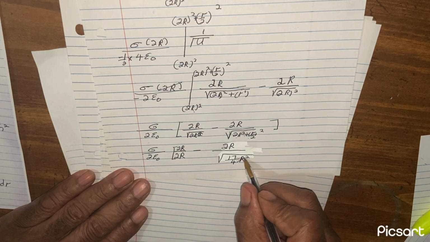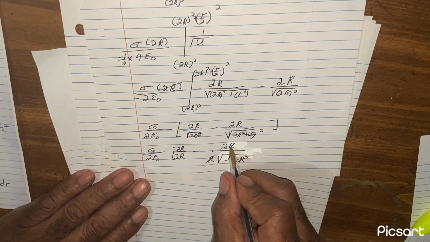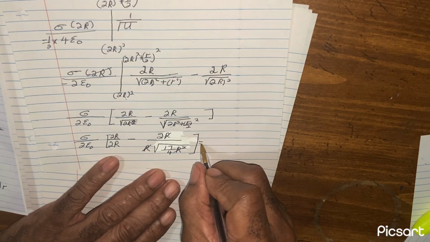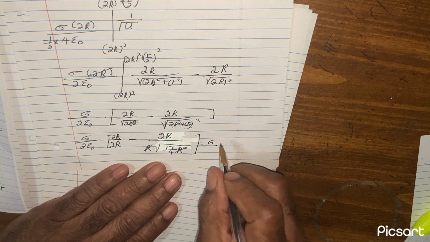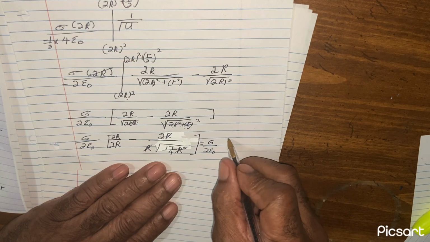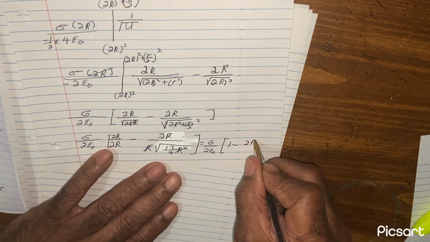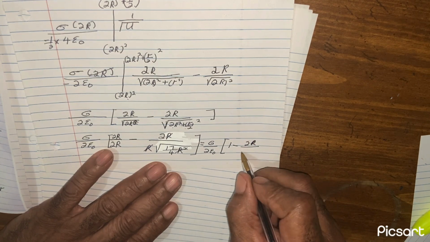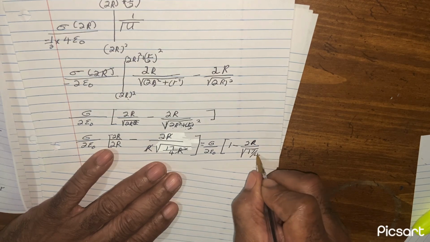And as before, we're going to take that r out, square. That'll cancel this. So what we have here is sigma over 2 epsilon naught, 1 minus 2r over this 2, we canceled r's, over the square root of 17 over 4.